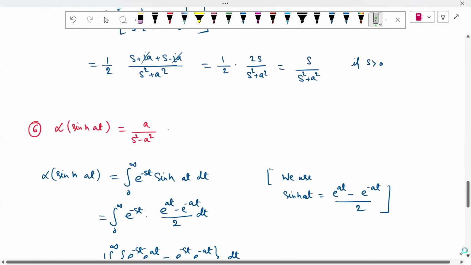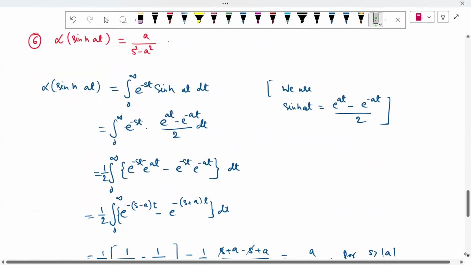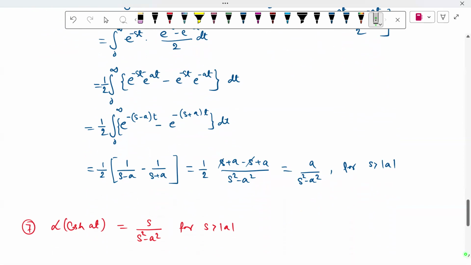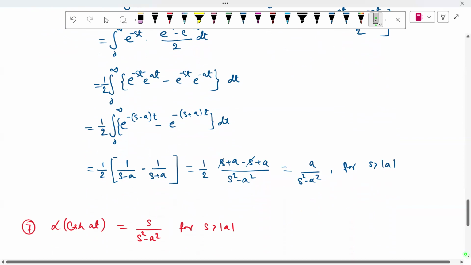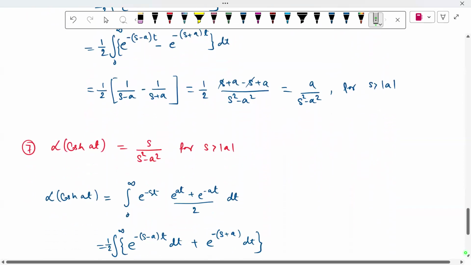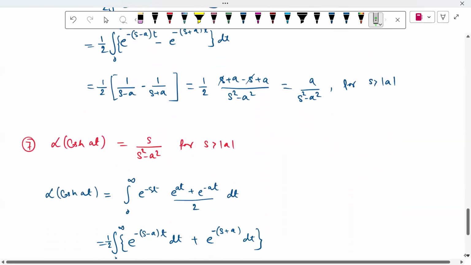Now take the hyperbolic functions. Again we will use similar tricks. We use the definition of the hyperbolic function: sine hyperbolic at is equal to e to the power at minus e to the power minus at, by 2. We put these values and use the previous formula. You can pause this video and work out the detailed calculation; it is just simply putting in the values and using those formulas. This is equal to a by s square minus a square. And similarly for cos hyperbolic at, you can do the same.